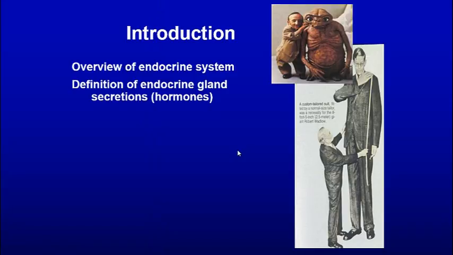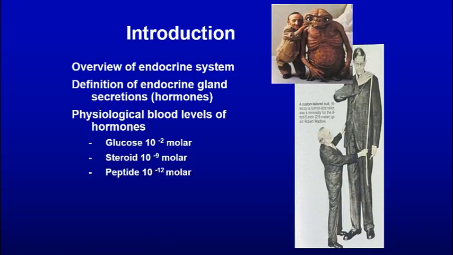Introduction. We want to look at an overview of the endocrine system, define the endocrine system, gland secretions of hormones, and look at physiologic levels. Now, the physiologic level of glucose is 10 to the minus 2 molar. So it's fairly concentrated. However, steroid is 10 to the minus 9 molar. And the peptide is even more minute.